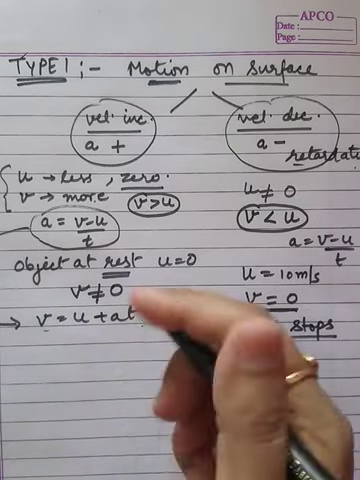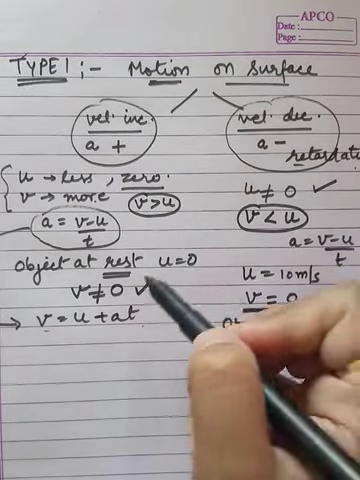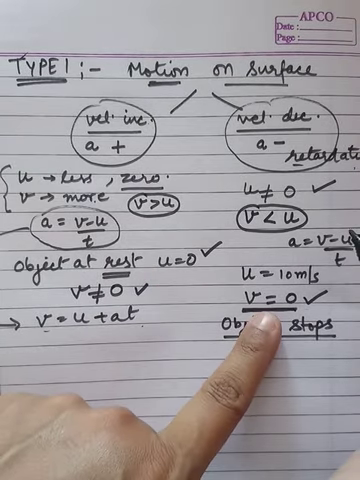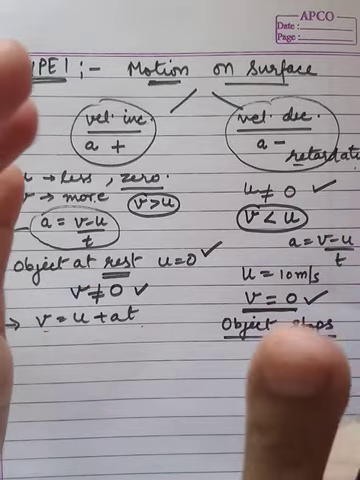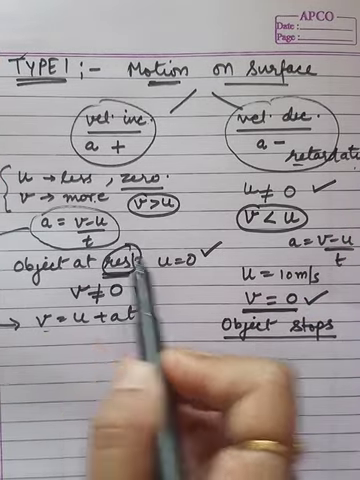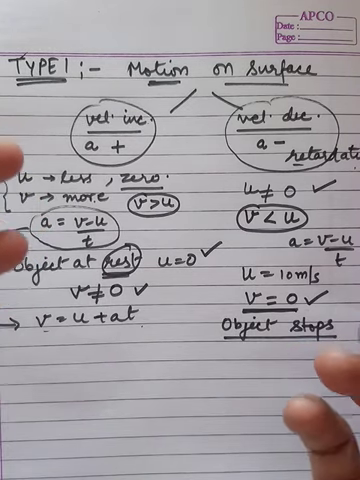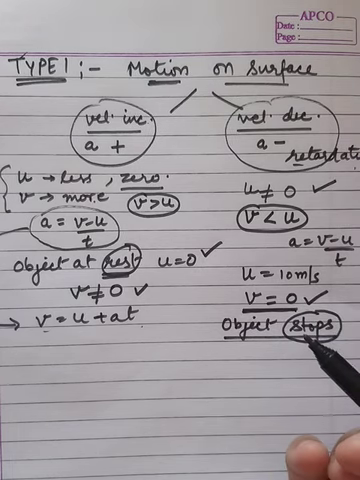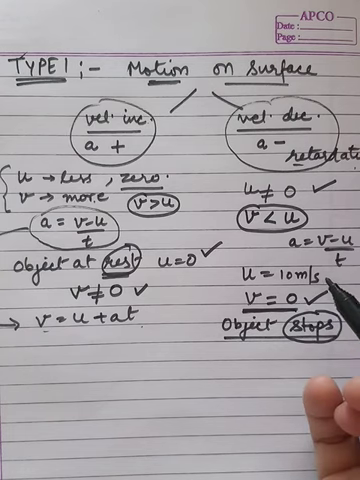Okay, so we need to remember these things. We need to remember that u can be 0. In this case u can be 0, in this case v can be 0 when the object stops. So wherever in the question we are saying that the object is at rest, then we will say u is 0. Wherever the question says that the object stops after moving this much distance, then we will say that its final velocity v is 0.